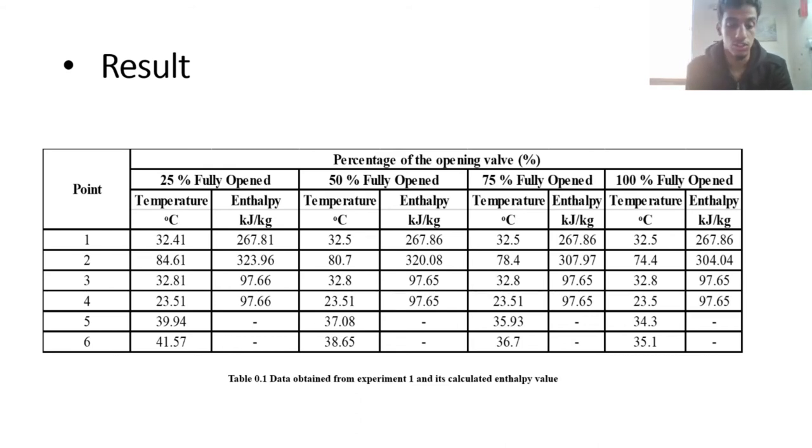So the results of both objectives of the experiment are recorded and discussed in the chapter. For the first part of this chapter, we will discuss the first objective of the laboratory, which is to investigate the relationship between the coefficient of performance of the heat pump and the percentage of the valve opening condition. Then we will discuss the second objective, which is to investigate the relationship between the percentage of valve opening and the temperature difference between the inlet and outlet of the water. So the data obtained from experiment 1 and its calculated enthalpy values. As we can see, we use the temperature and we can find the enthalpy from the temperature.